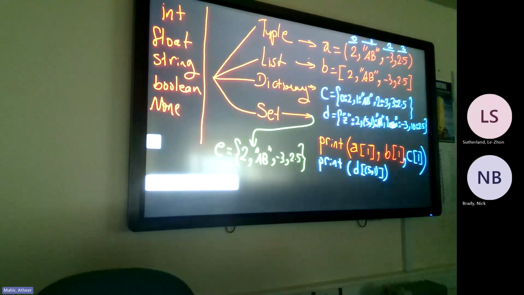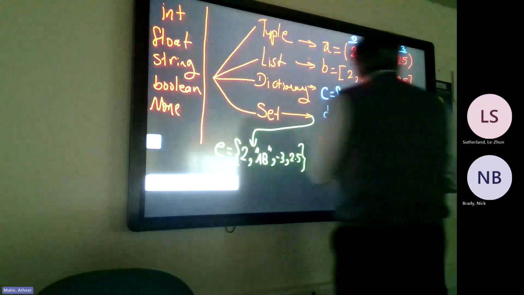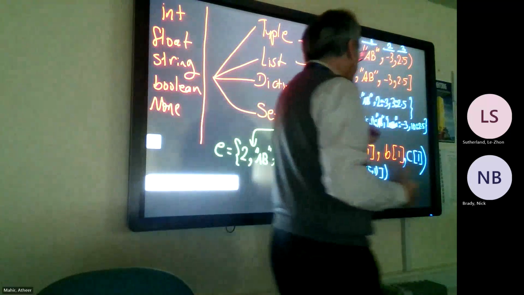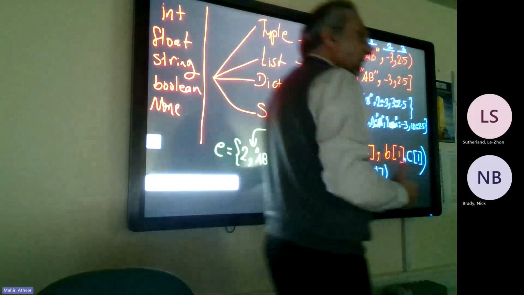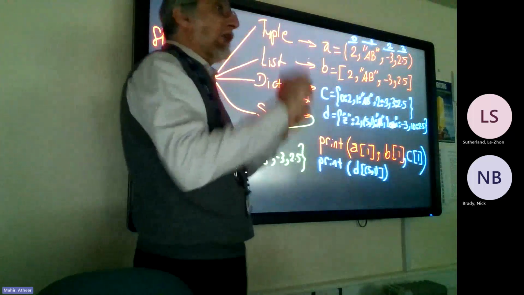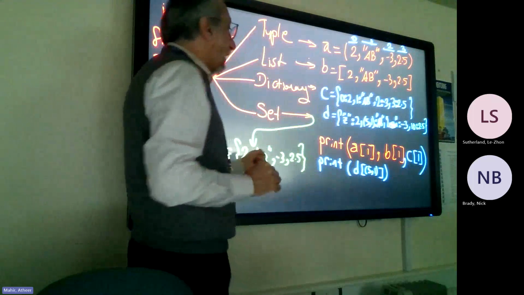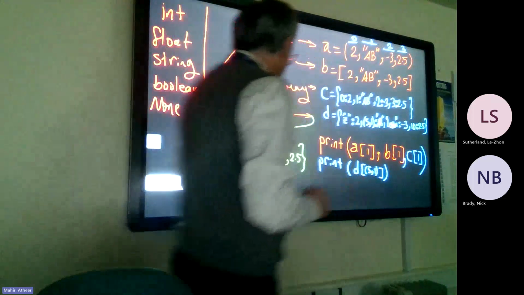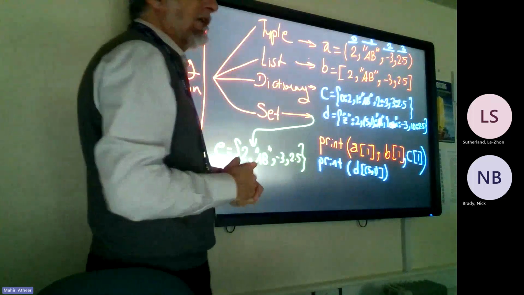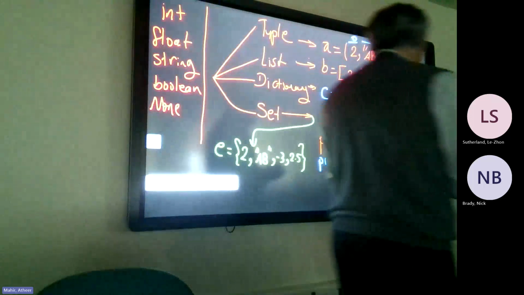So the difference between sets and dictionaries is the colon. See the colon in here? In dictionaries, you have to get 2 things in each member. Here you have only 1 member, and the only similarity is that you use the curly bracket in sets.